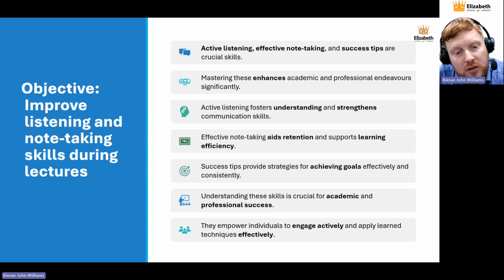Okay. So then, when we are good with our listening and note taking skills, this will mean that we are achieving our goals more effectively. And that also then leads us to academic and professional success. And then just in our general life, that will allow us to engage actively with other people. Okay, so like we mentioned, then let's have a look at active listening.